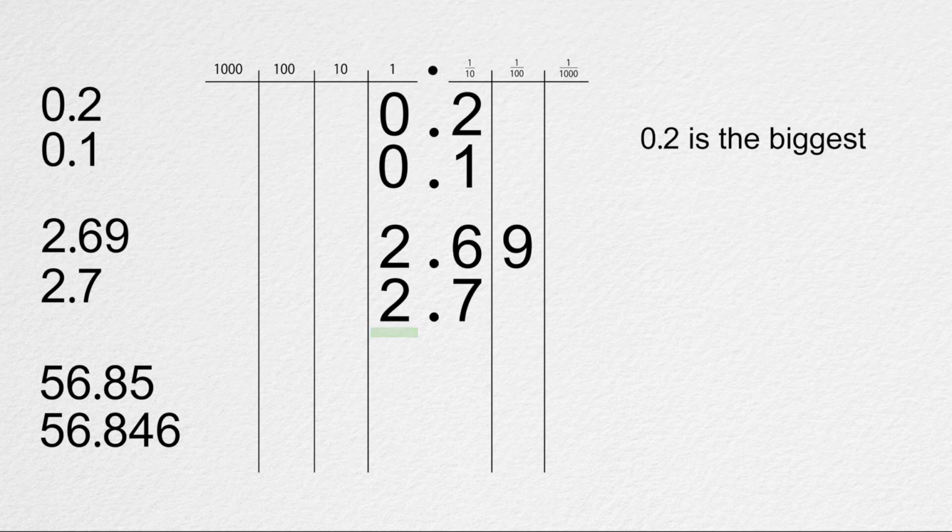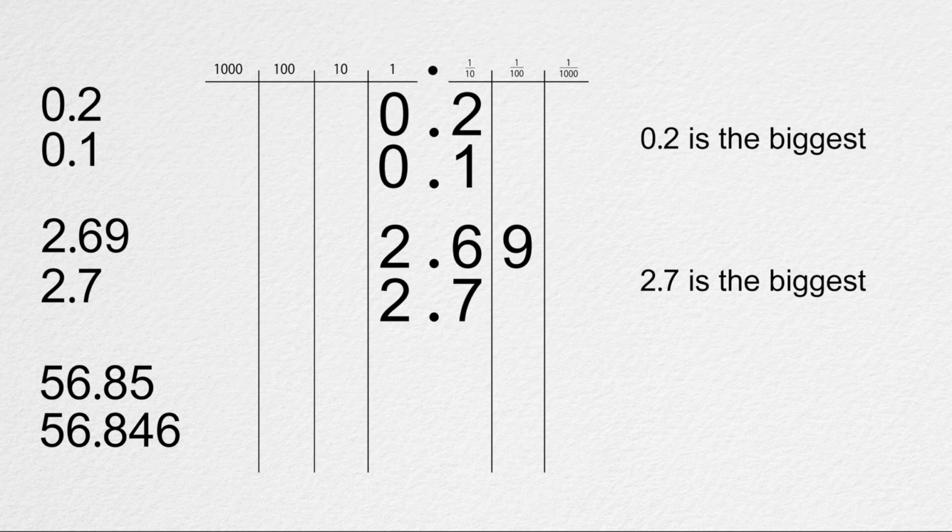OK, so let's compare the next column, which is the tenths column. So 2.69 has 6 tenths and 2.7 has 7 tenths. Since 7 tenths is bigger than 6 tenths, 2.7 is bigger than 2.69. We don't have to compare any other digits. We could have had 2.6999999 recurring. It would still be smaller than 2.7.